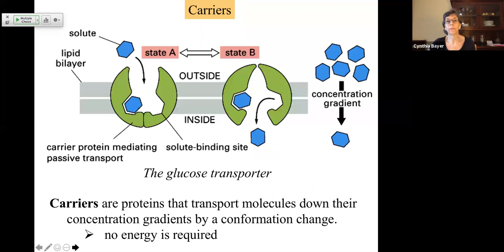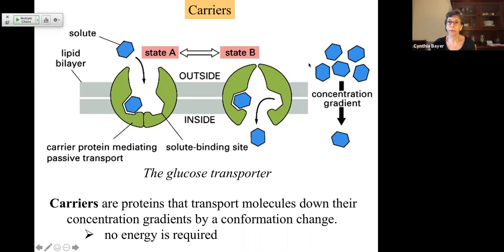Contrast that to a carrier protein, such as a glucose transporter, where the solute, here's our solute, our glucose. Notice we have a higher concentration on the top portion, let's say that's the outside of the cell. It can just bind to a very specific binding site. And because this protein has essentially two different conformation states, two different shapes to it, the movement of the glucose is going to depend on its concentration gradient.